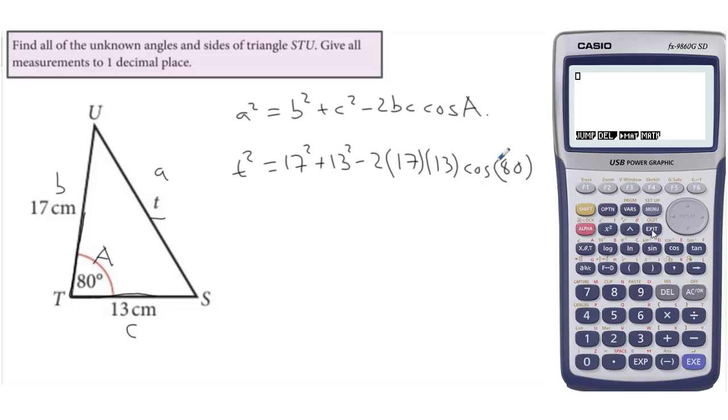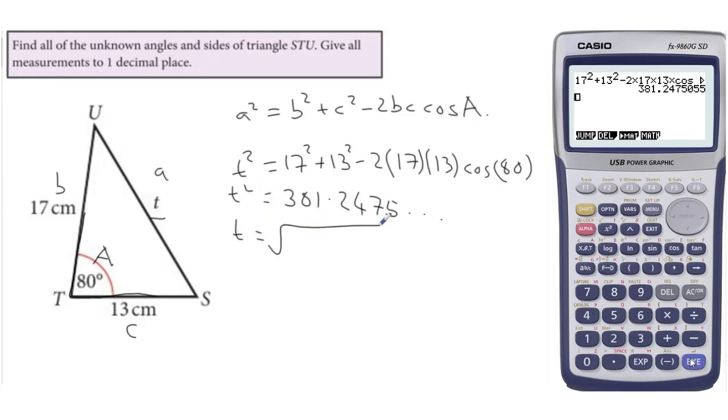We are in degree mode, so we're going to do 17 squared plus 13 squared minus 2 times 17 times 13 times cos of 80. So that gives you an answer for T squared. So it's 381.2475. So that's T squared. So T is going to be the square root of that.